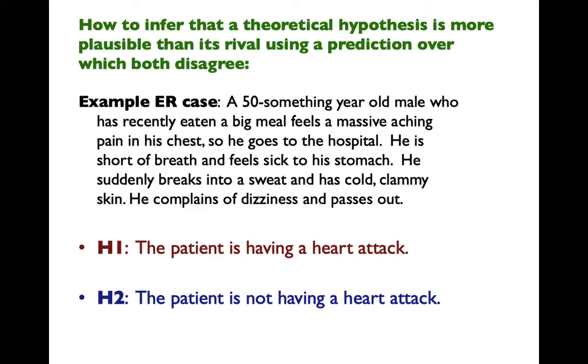Hypothesis 1, the patient is having a heart attack. Hypothesis 2, the patient is not having a heart attack. It's something else. And H2, of course, can branch off into all sorts of things. What else could it be? It could be indigestion. Could be a tumor. Could be an allergic reaction to food or drugs. But let's focus on H1 versus H2. H1 being the patient is having a heart attack. H2, patient is not having a heart attack.